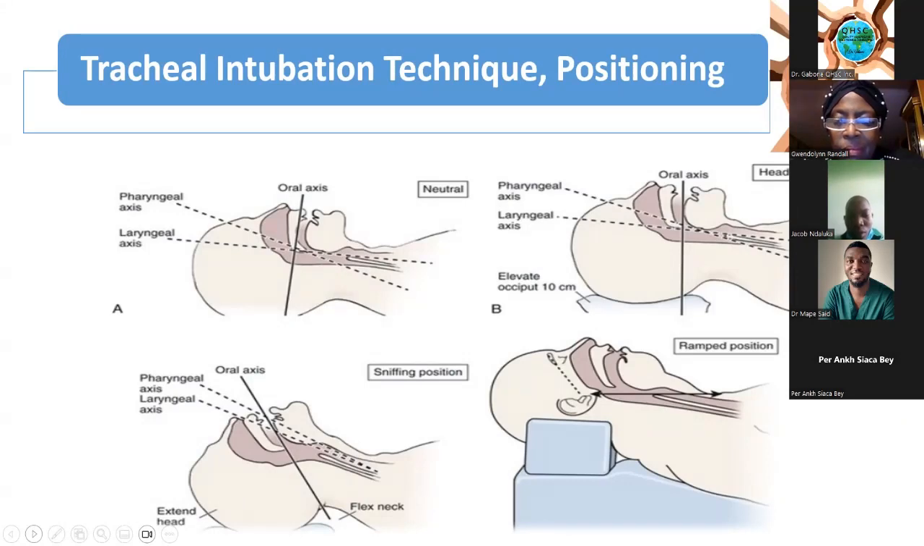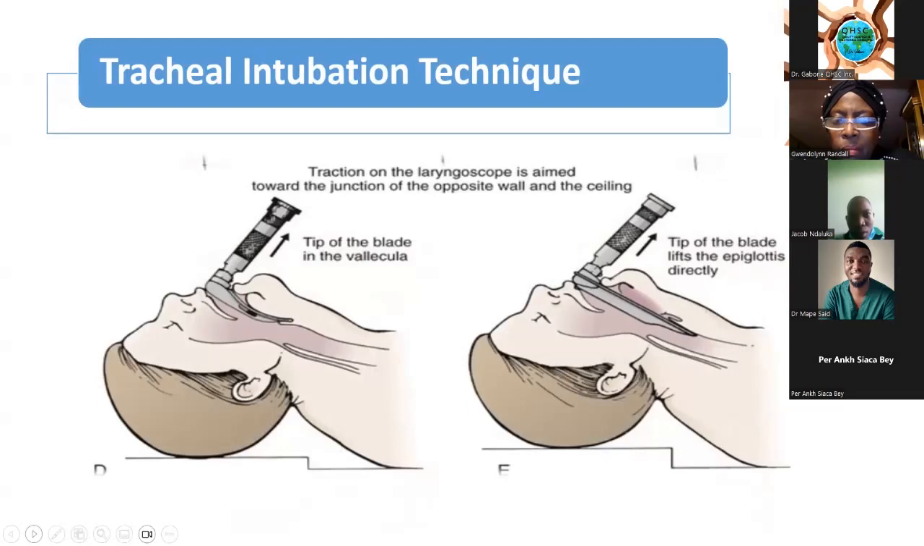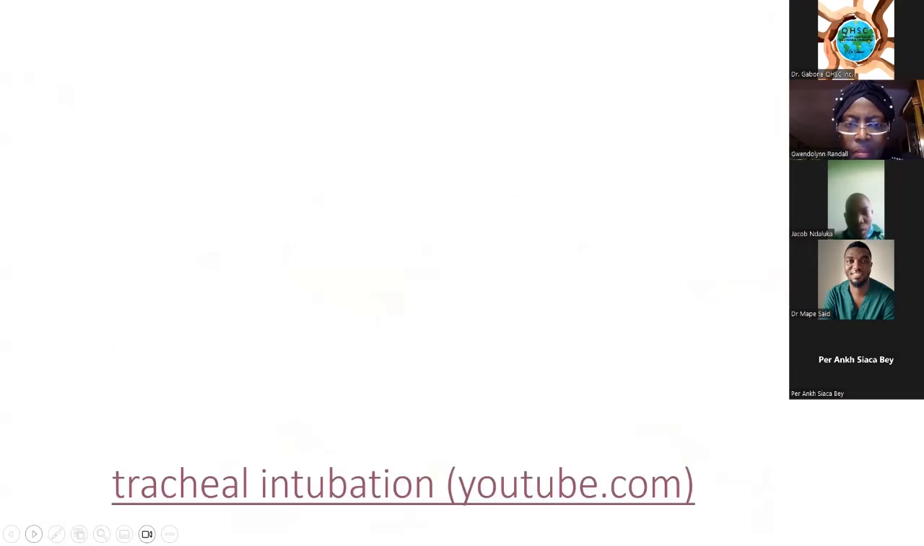Correct position for intubation. And in the next slide, we'll see how you use the laryngoscope, with the traction on the laryngoscope aimed towards the junction of the opposite wall and the ceiling. So the tip of the blade will be in the vallecula, and the tip of the blade lifts the epiglottis directly. Also, this will help you to avoid dental trauma, if you try not to rest the laryngoscope on the teeth.